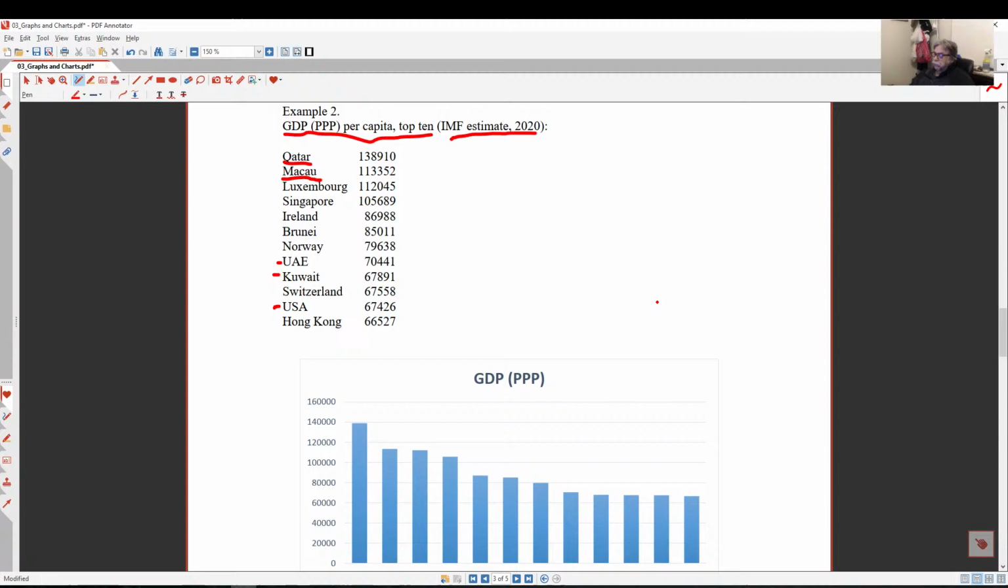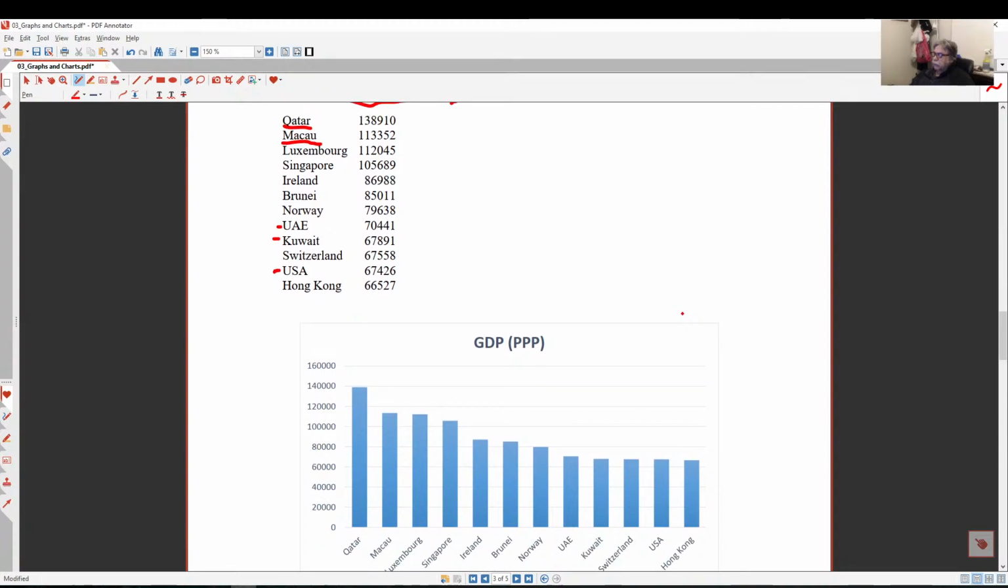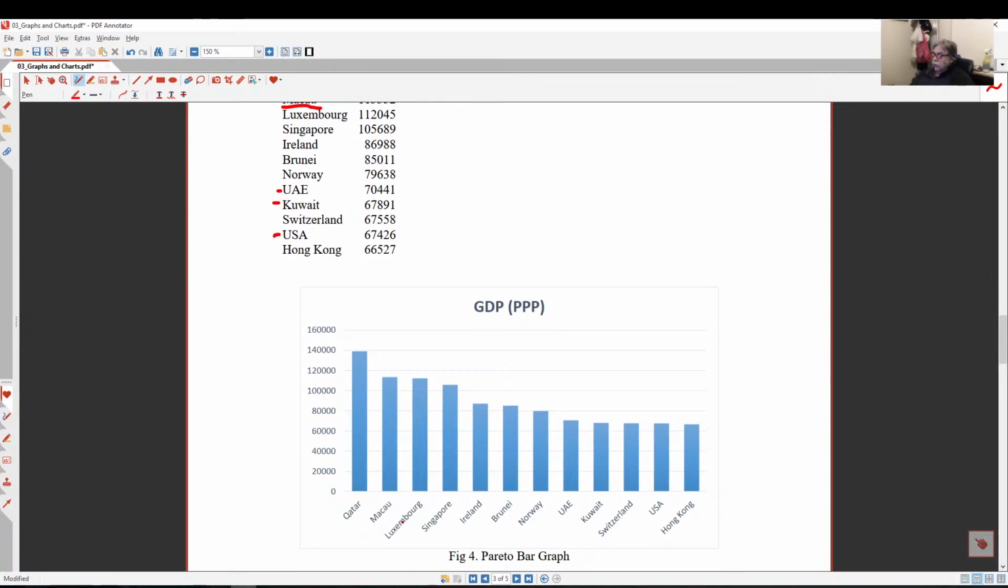So these are the GDP per capita. If you make a Pareto graph, you would put it in a sorting order. It would probably be in descending order, like this. The labels are usually very easy to recognize in a Pareto graph. They're usually written on the bottom, and they of course represent what the classes are about.